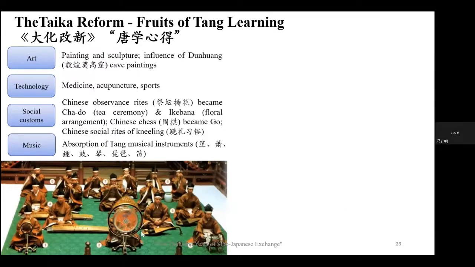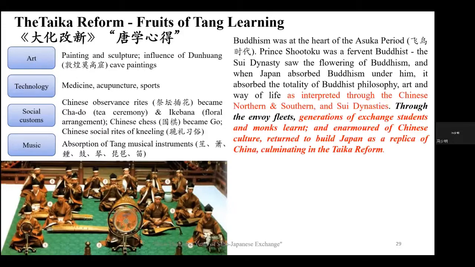Right, so on the bottom picture, you see a Japanese court, and their musical instruments are basically a copy from the Tang dynasty. And at the heart of it was Buddhism, the Asuka period. Because Prince Shotoku was a very fervent Buddhist, when the Sui dynasty saw a flowering of Buddhism, and when Japan absorbed Buddhism under him, it absorbed the totality of Buddhist philosophy as interpreted through the Chinese northern and southern, as well as the Sui dynasties.